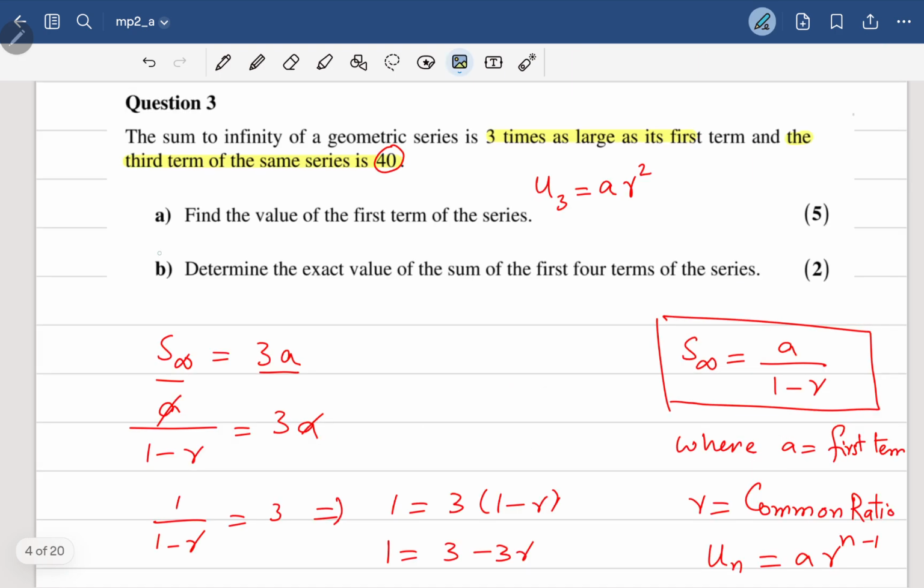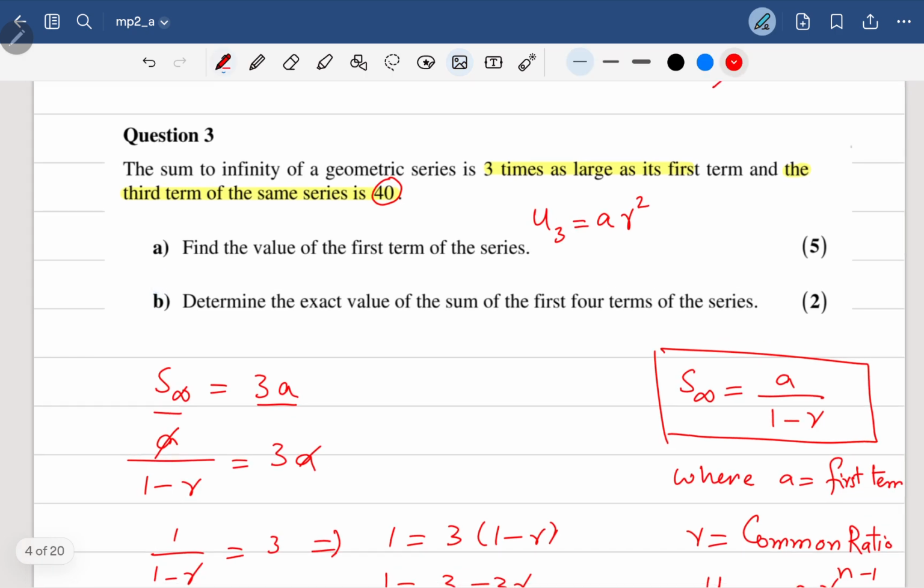Okay, so part B of this question is: determine the exact value of the sum of the first 4 terms of the series. To find the finite sum of a geometric series, the formula is Sn equals a times 1 minus r to the power n over 1 minus r. So we have to use this formula to work out the sum of the first 4 terms of the series. For the sum of the first 4 terms, we should put n equals 4 in the formula.